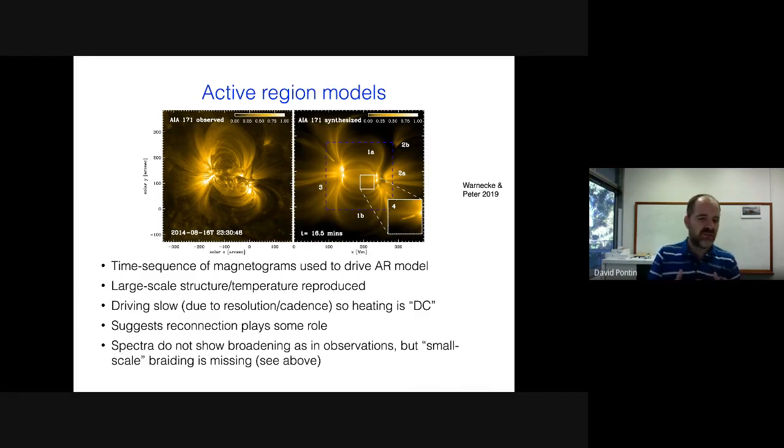This suggests that reconnection does play some role in controlling what the distribution of the temperature is. What's always missing from these types of large-scale models is that the spectra don't match what's observed. You don't get the right non-thermal broadening, but as we saw above, this can potentially be explained by small-scale braiding, which is absent from these larger-scale models.